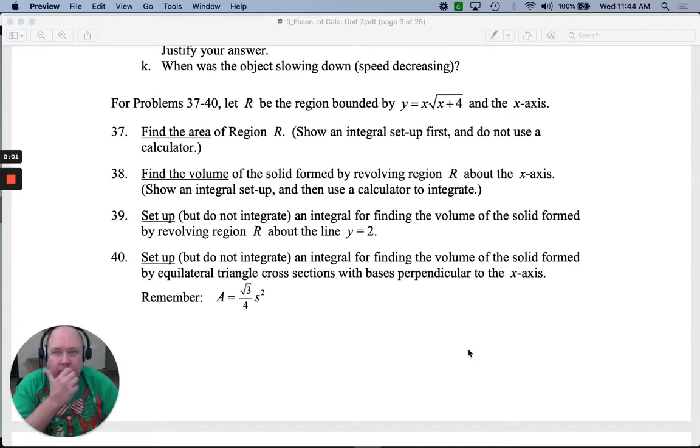All right, so here's the end of the assignment, 37. So just 4 questions. Can you find the area of region R? Region R is bounded by x times the square root of x plus 4 and the x-axis. So we need to have the ability to sketch this.